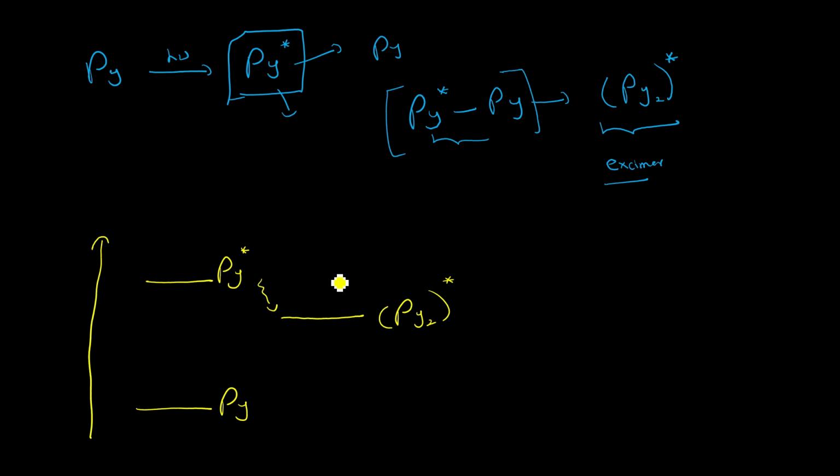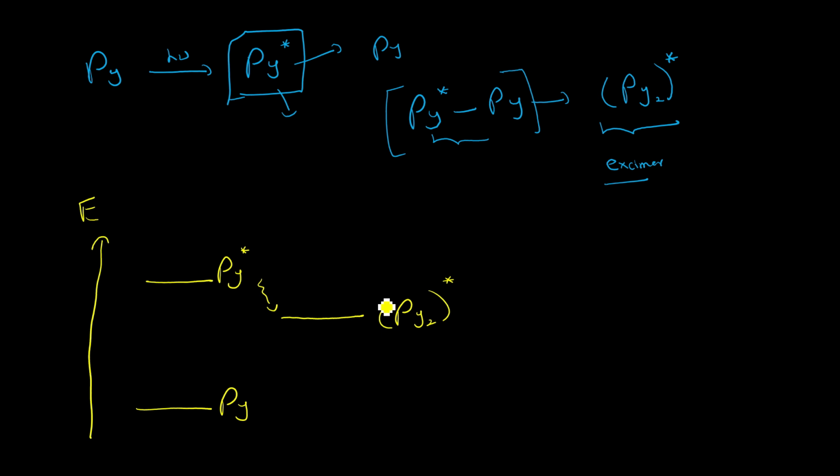Now you can see this is stabilized, right? So this is the energy. Compared to the individual excited pyrene molecule, our excimer complex has lower energy, but it still has higher energy than the normal ground state pyrene molecule. But compared to the excited pyrene molecule, our excimer complex is relatively stable.